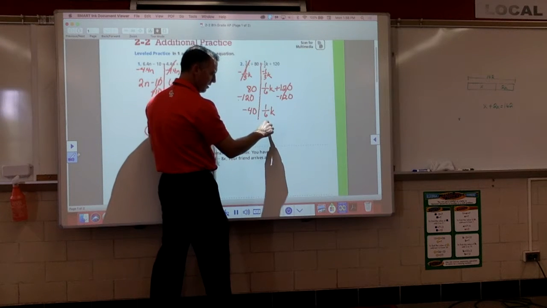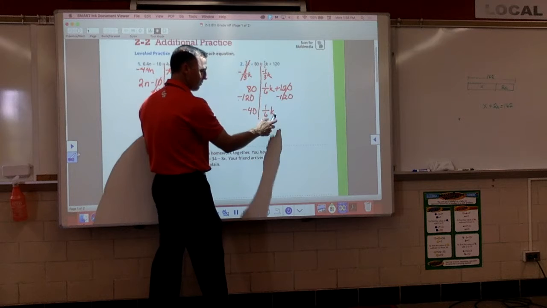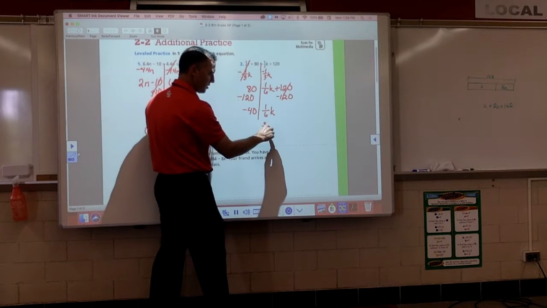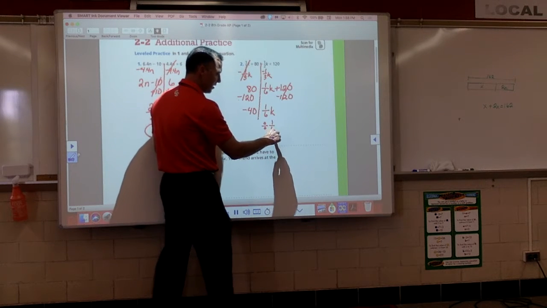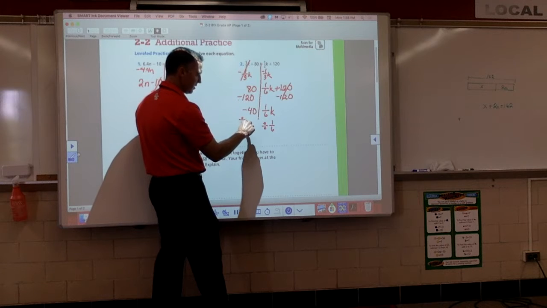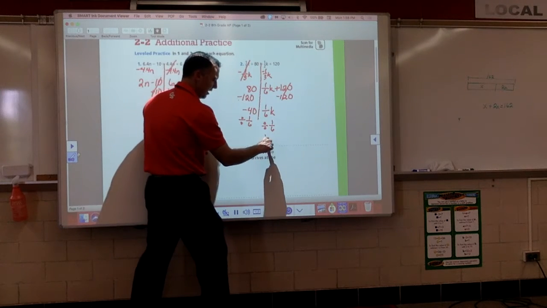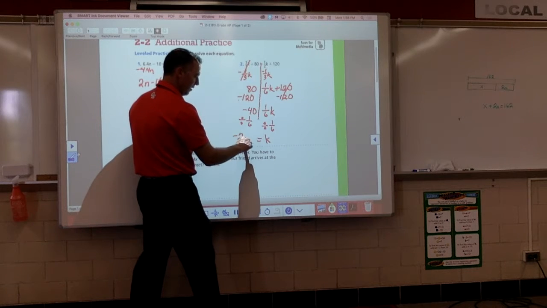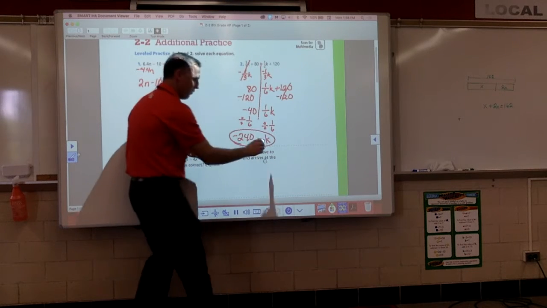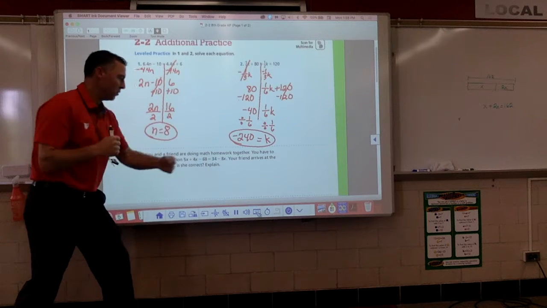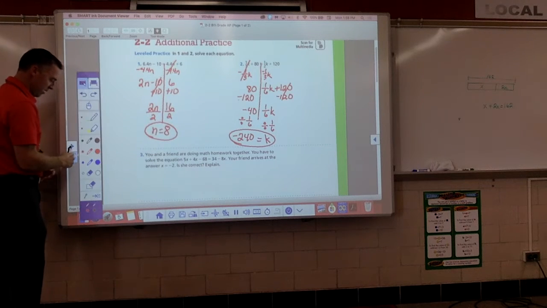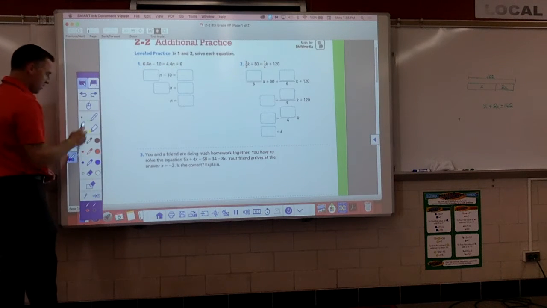Last step is, again, break this variable term apart using inverse operations. Divide by 1/6. And folks, I can do this one in my brain. K is equal to a negative 240. Okay. Here we go, moving on down.